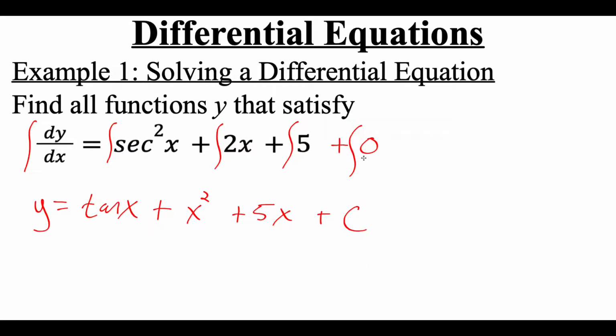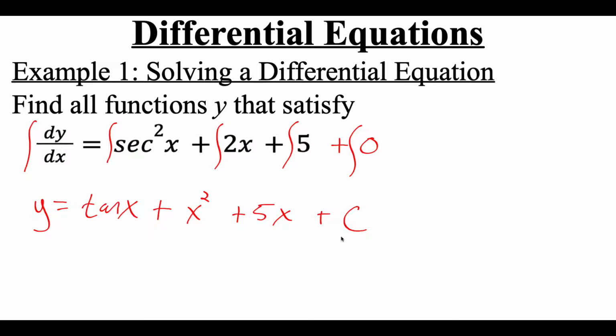Every single constant derives into 0. So when we integrate that hidden 0 on the end, we don't know what the constant was that turned it into 0, so we just account for that constant value by putting this plus c on the back end. Now this is called a general solution to the differential equation.